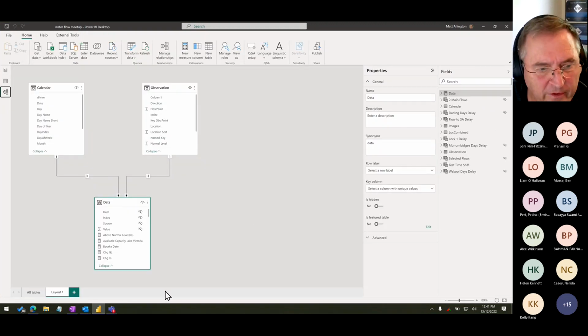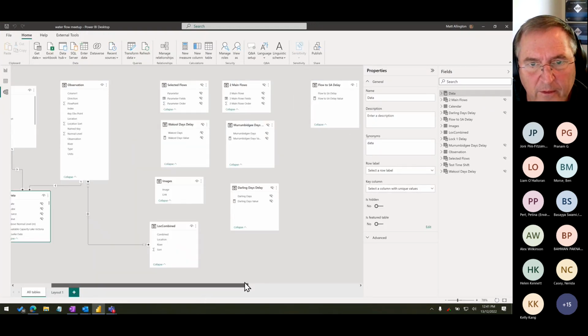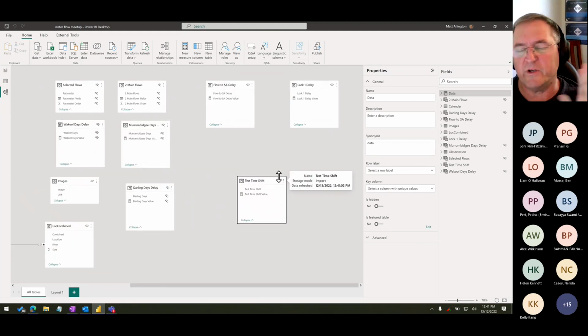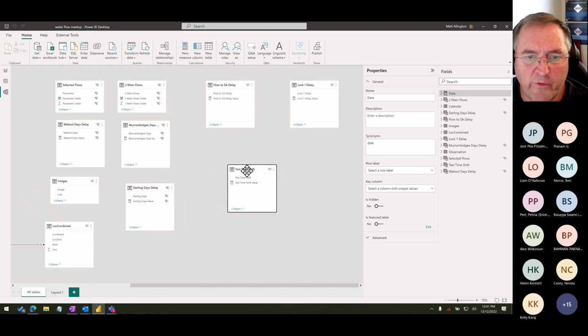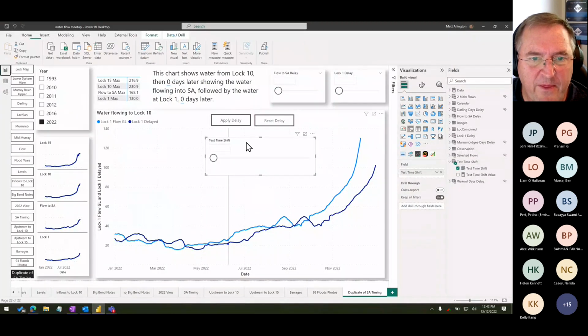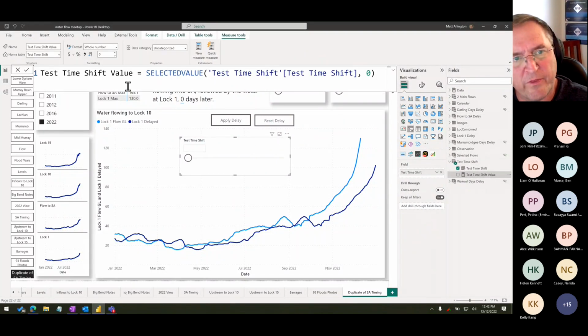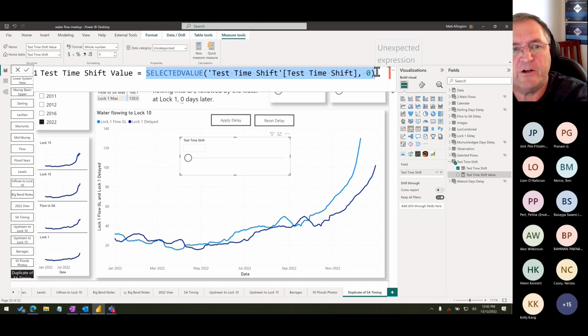And if I come and show you this over here, this new table is not connected to anything. We call it a disconnected table. It's just a table that contains all the unique values from -14 to +14. And then this is a slicer that points to the table. The second thing the wizard did was generate this line of code. This is a measure, and the measure tells me which item is selected in the table.